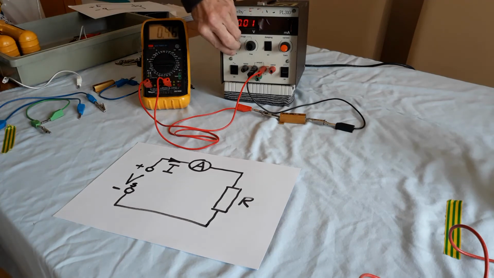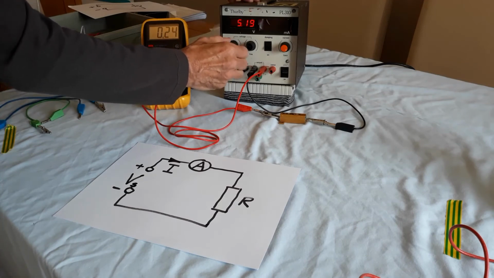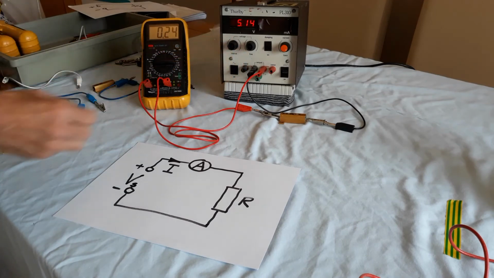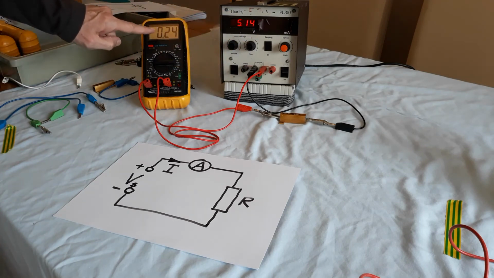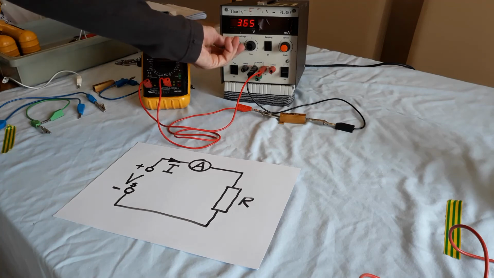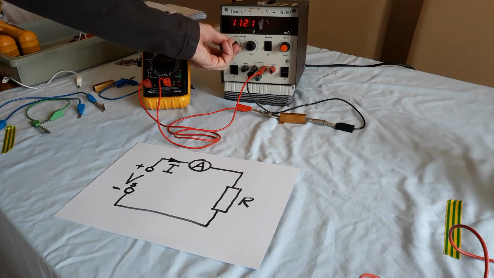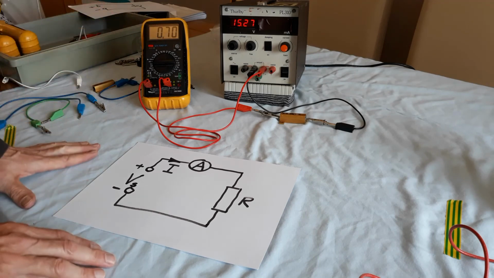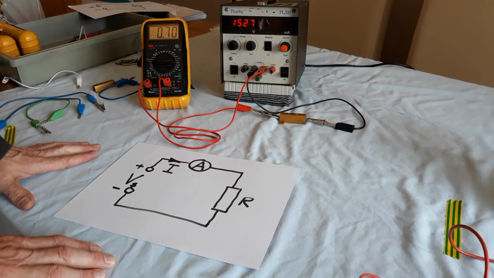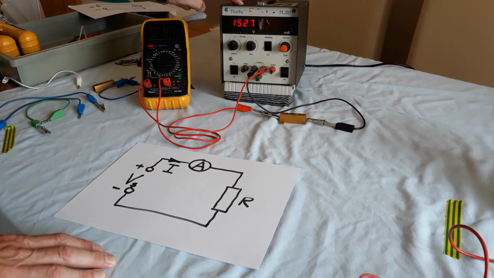If I reduce the voltage down to say 5, try and keep my hands out of the way. Okay, so I reduced it down to about 5 volts and the current is now reduced. If I reduce the voltage further, the current reduces. If I increase the voltage, let's go up something like 15 or something. There we go, about 15 volts. I've increased the current. So we're proving Ohm's law. The increase in the current is proportional to the applied voltage.